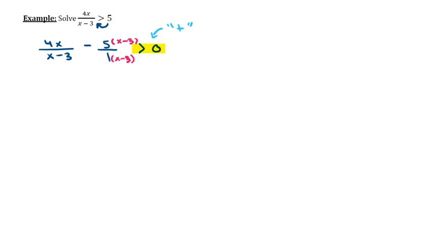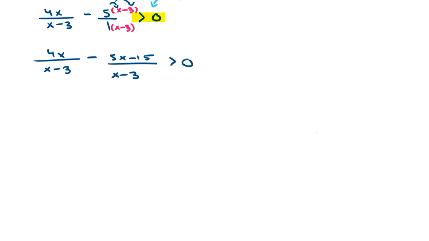Let's clean that up a little bit. We're going to have 4x over x minus 3 minus, and I'm going to go ahead and distribute the 5 to clear parentheses, 5x minus 15 all over x minus 3. All right, and all that is still being set greater than 0.